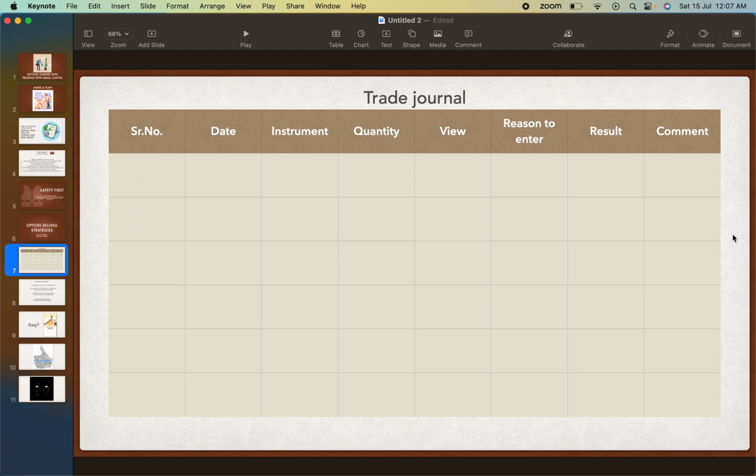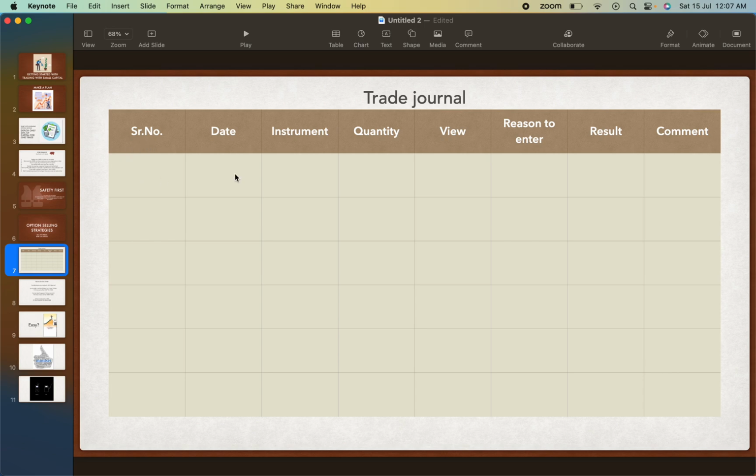So the whole trade journal will be like your mirror of what you have done, but you have to maintain it with consistency and discipline. This is just a template which I have shared. You can have your own trade journal, you can maintain an Excel or a simple diary.